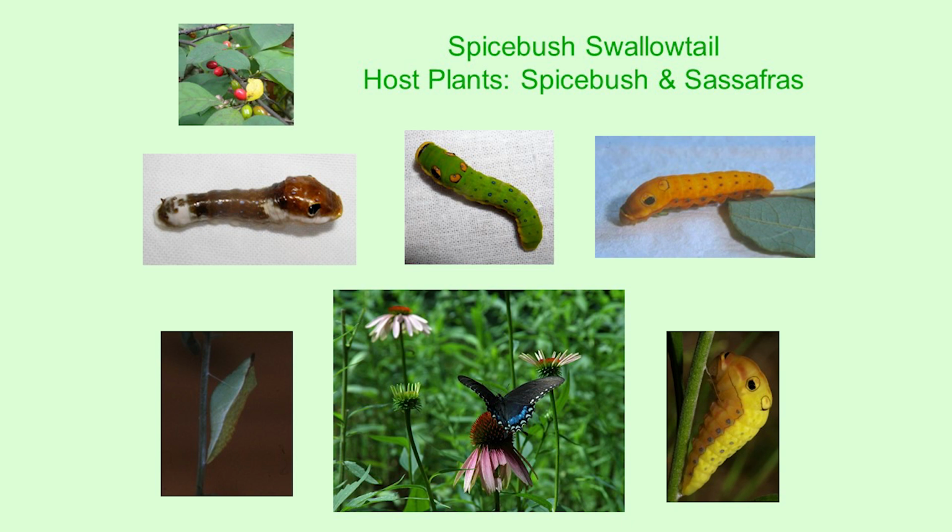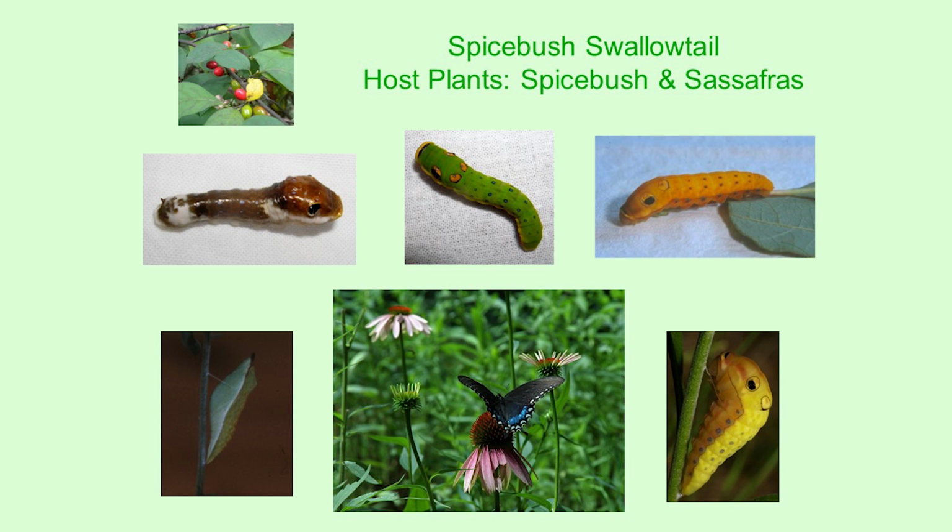Spicebush swallowtail, again, the small early instars look like bird droppings, but then as they shed their skin several times, they end up looking like the center one at the last instar. The head is really just that little sliver of yellow that you see at the very front. Those spots really are part of the thorax.